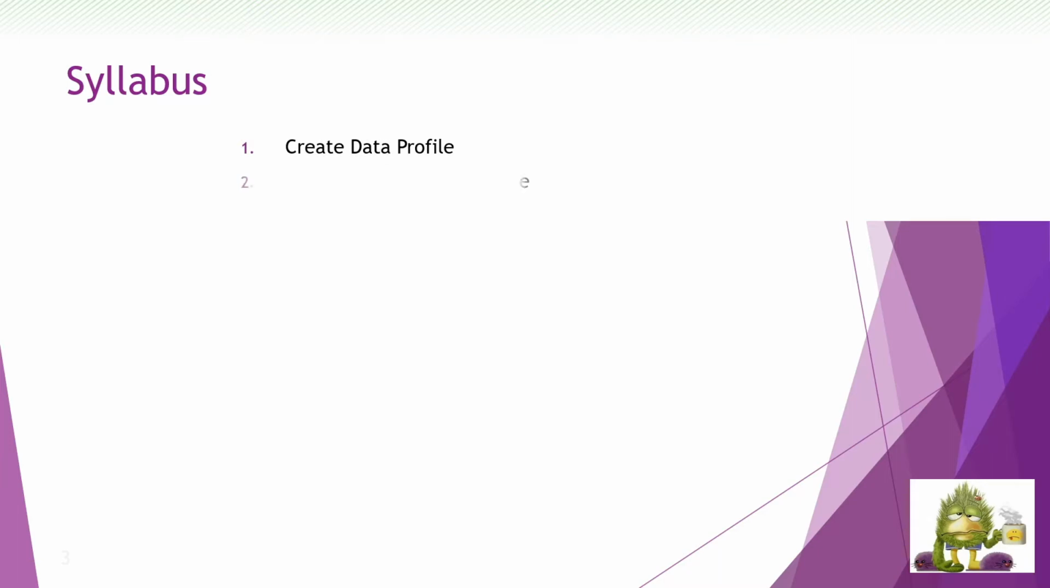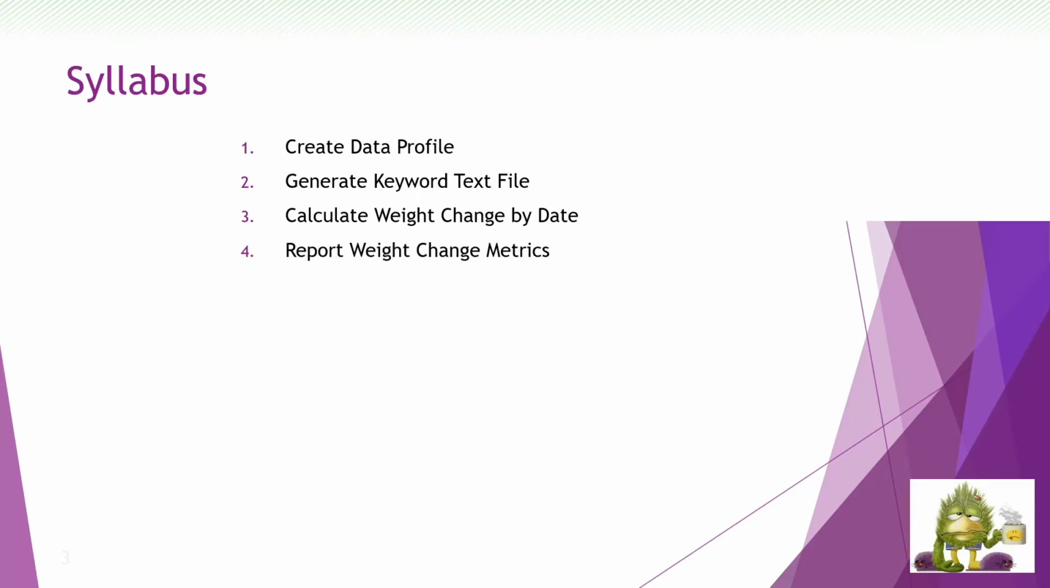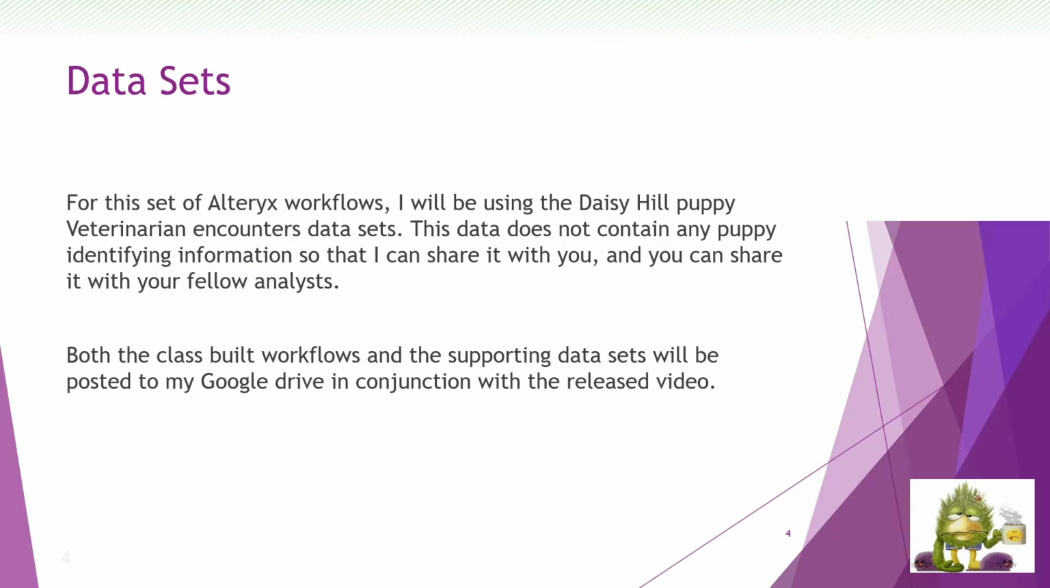What we're going to talk about is 6 different things in these videos, and each one will be a separate video by itself. We'll be creating a data profile, generating a keyword text file, calculating a weight change by date, which is fun. We're going to do a little bit of reporting just to get you comfortable with the reporting tools that Alteryx has available for you. We'll work on identifying categories, which, if you follow some of my other videos, are dealing with non-equijoins. And then finally, we will be generating patients by date, and these patients happen to be puppies at the veterinarian. So that's the data set I'll be using.